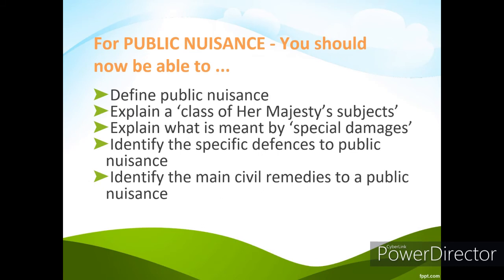You should now be able to define public nuisance, explain a class of Her Majesty's subjects, explain what is meant by special damages. You should be able to identify the specific defences to public nuisance and the main civil remedies. If you can, you'll be ready to look at a scenario, because as you are aware, you are either going to get a scenario or an evaluation question on this. And either of those questions will be worth 25 marks. That's for the OCR A Level Examination Board.